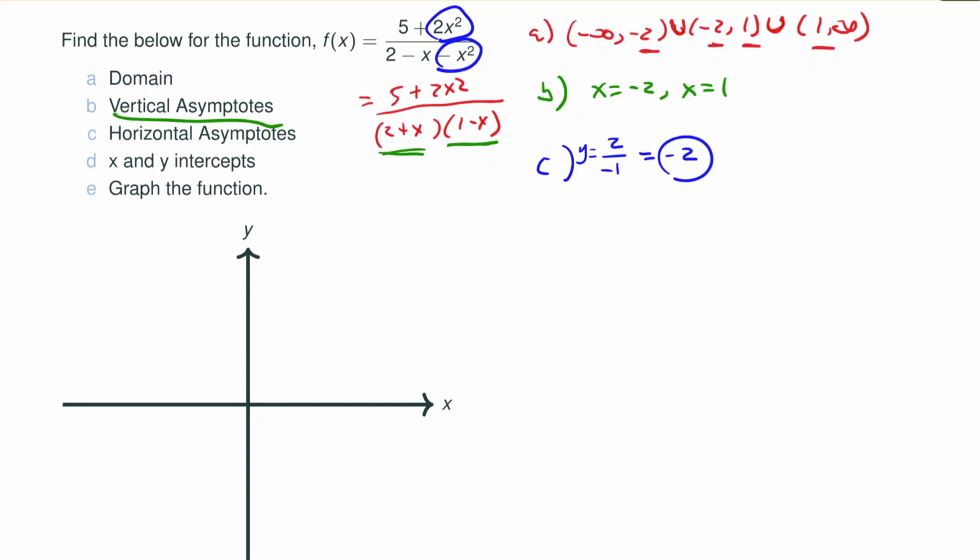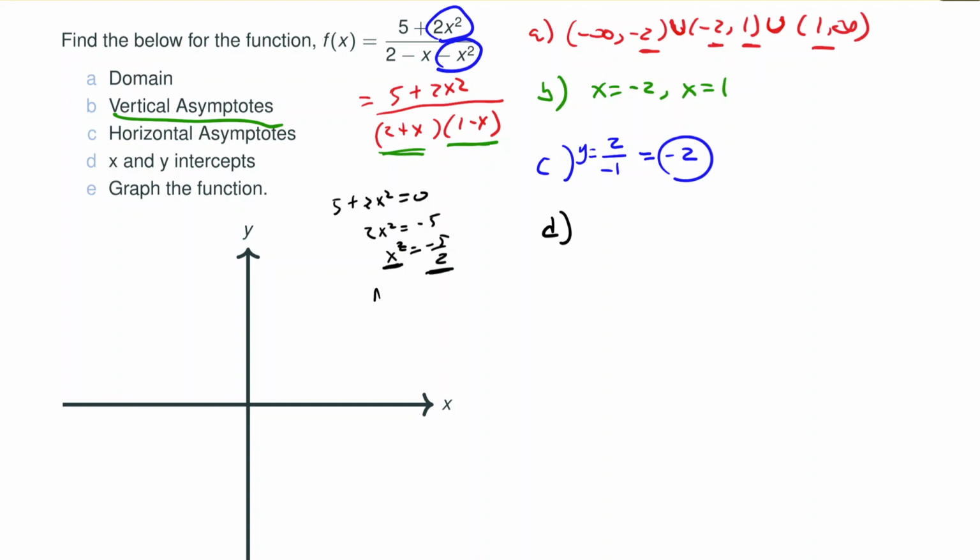Let's find the x and y intercepts. For x-intercepts, set the function equal to 0. So 5 plus 2x squared equals 0. Right? Because in order for a fraction to be 0, only the numerator has to be 0, because the denominator cannot be 0 anyway, and 0 divided by a number gives us 0. So solve for x here, -5. X squared equals -5 over 2. But x squared cannot be a negative number in real numbers, right? So there are no x-intercepts. And that's okay.